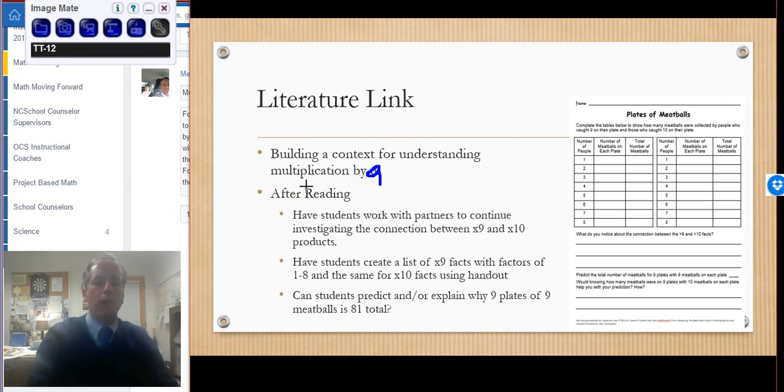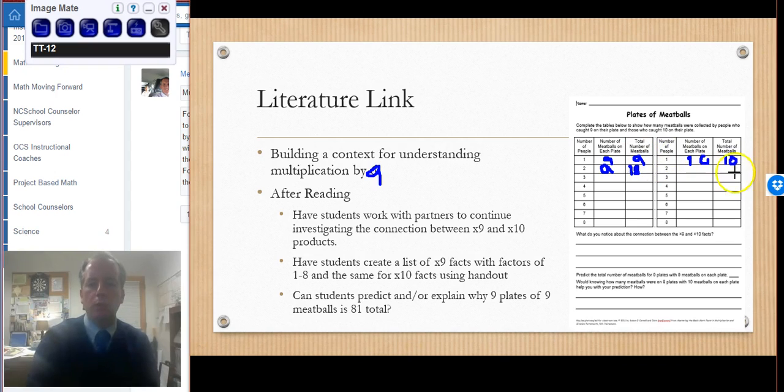So once they've read, we're going to have kids work with their partners. And again, they've just seen their friends come up to the front and look at the connection between 9s and 10s. Kids are going to look at the list of 9s facts and then the list of 10s with the same thing. So we've got our chart over here. So if I have one person, right, and they have 9 meatballs on their chart, then they are going to have 9 total meatballs. And if there are 2 people with 9, then that's going to be 18, right? And then we're going to get to 27 and 36. But over here, if I have one person and they have 10 meatballs on their plate, they're going to have 10 meatballs.